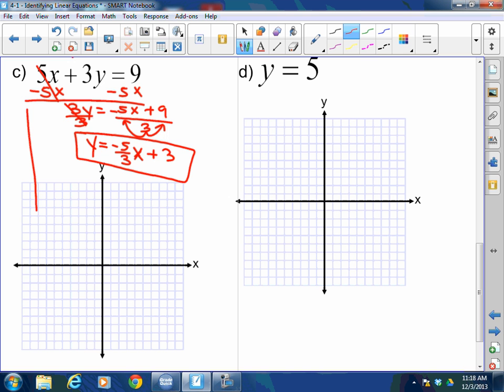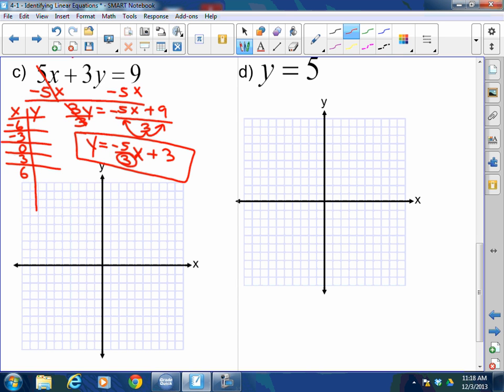So now we're going to make a table. Now, am I going to use my moral 5 here? No, because I have a denominator of 3. So I'm going to use multiples of 3. So I'm going to use negative 6, negative 3, 0, 3, and 6. It's going to be nice and easy.